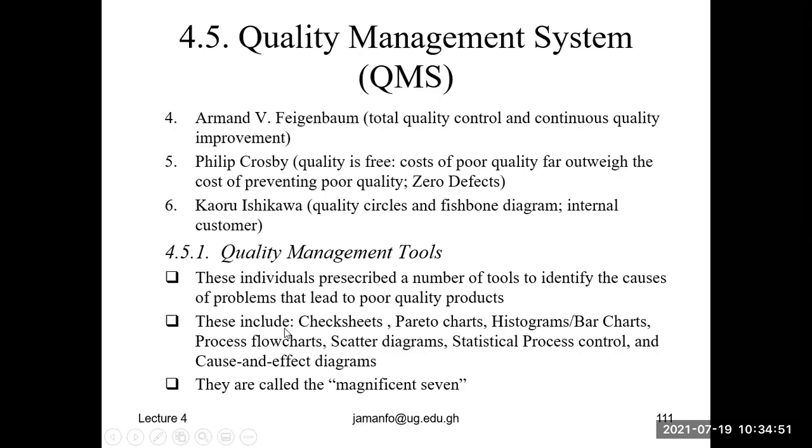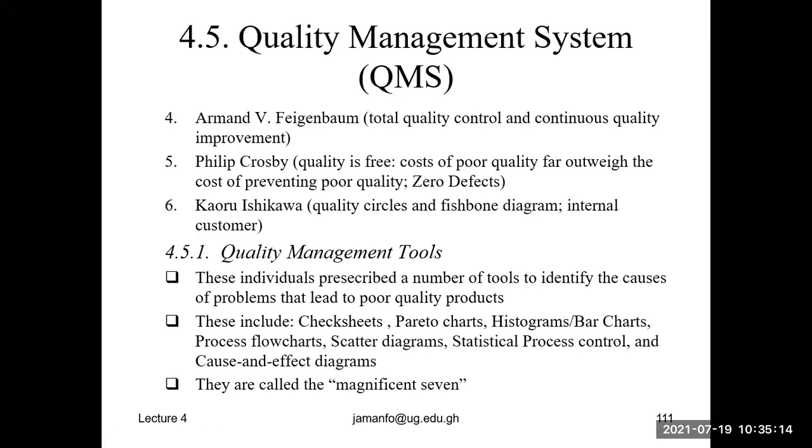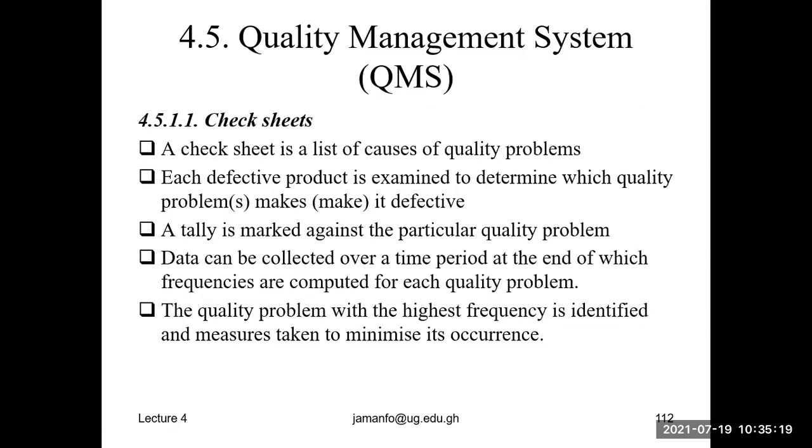These are some of the tools we apply in production shop floors to ensure that, yes, we are identifying and we are correcting errors in products. We call these the Magnificent Seven. So let's pick them one after the other and look at them, the Magnificent Seven. The first one is a check sheet. So what's a check sheet?